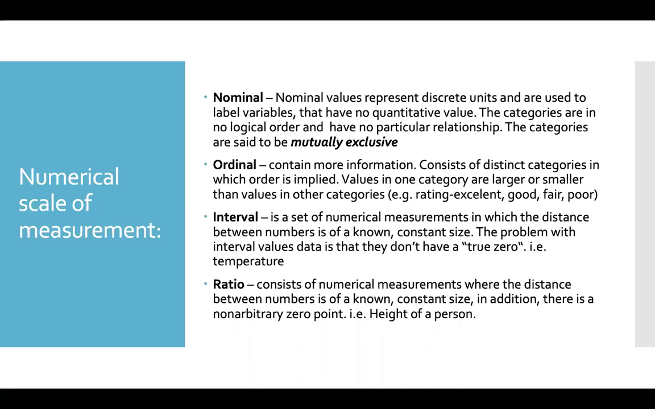When I say constant size, it means that if you're getting less than 40%, you're poor. If you're between 40 to 60, then you are fair. 60 to 80, you're good, and 80 and above, then you are excellent. Here, the difference between excellent and good, or good and fair and poor, are of constant size, right? I hope you're getting this point, right?